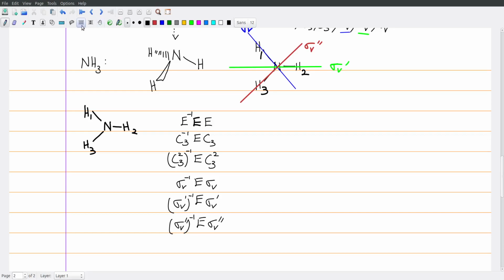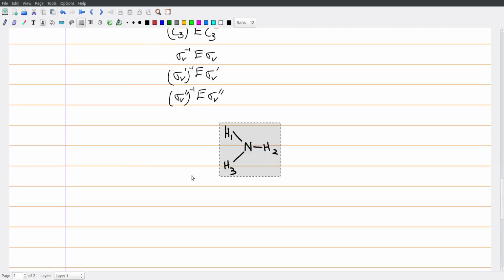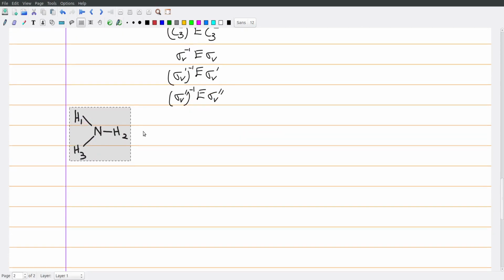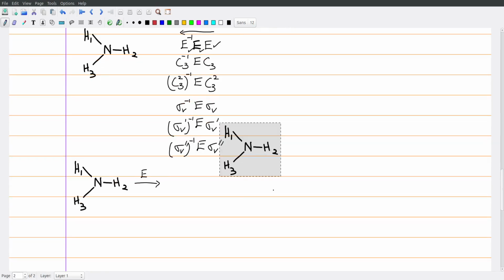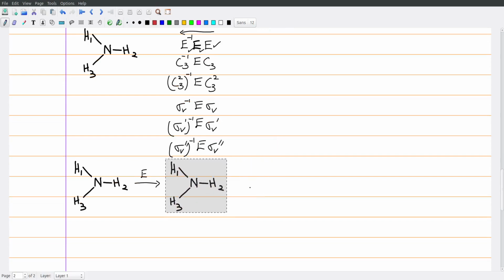Let me just copy this and paste it below. Now let me do the operations. I'll have to go from right to left. What is the first operation? E followed by E inverse. First I'll do E. The molecule will remain the same, no change, because I'm doing an identity operation.